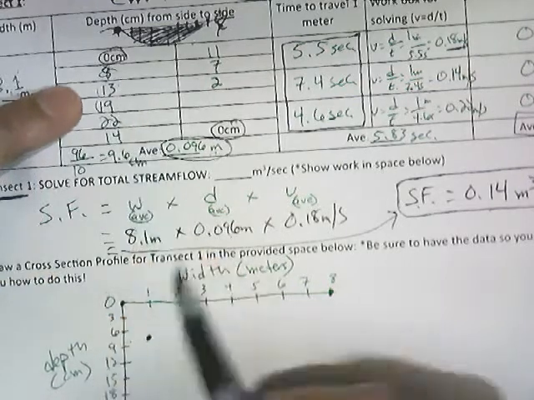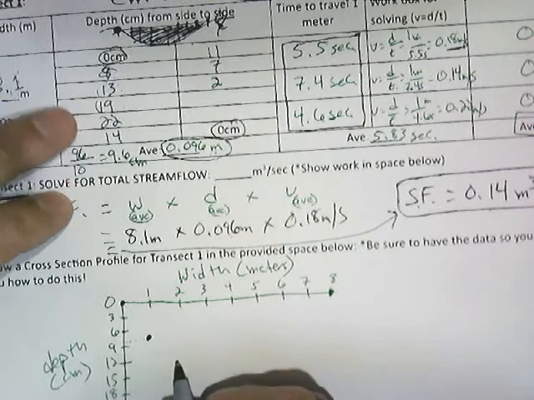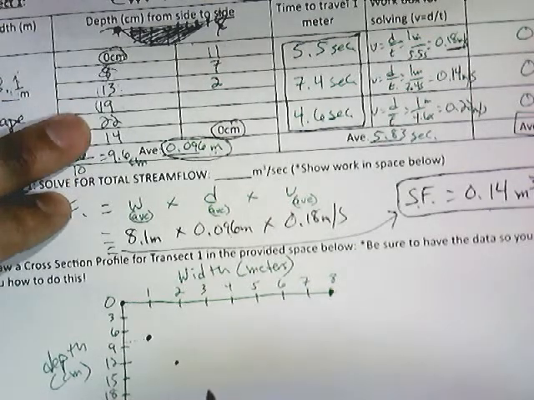My 2 meter mark was 13 centimeters. My 3 meter mark was 19 centimeters. Right, so I'm simply aligning them this way.